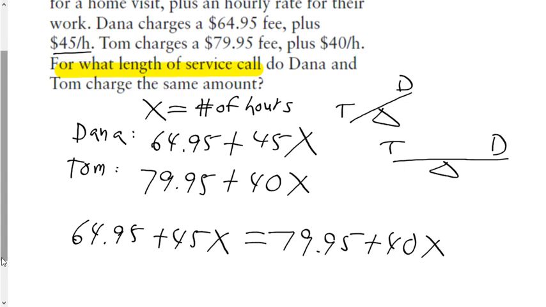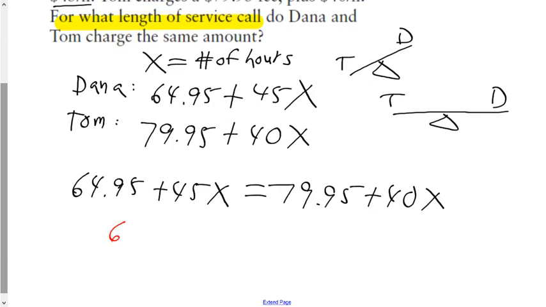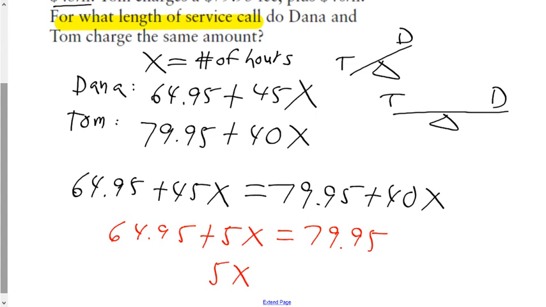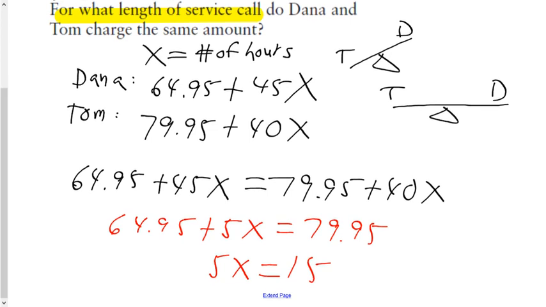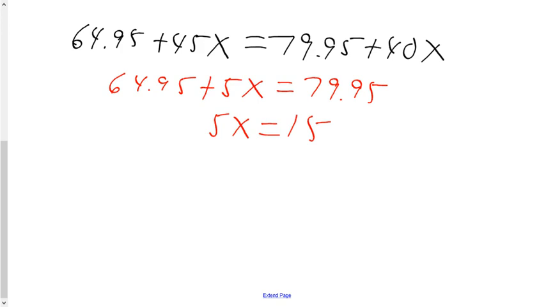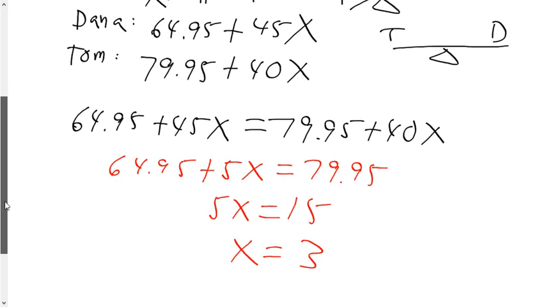Subtract 40x from both sides, correct? We'll have $64.95 plus 5x equals $79.95. That's if I remove 40x from both sides. If I remove $64.95 from both sides, I end up with 5x equals 15. That's just removing $64.95 from both sides. And if I divide both sides by 5, I get the solution of x equals 3.